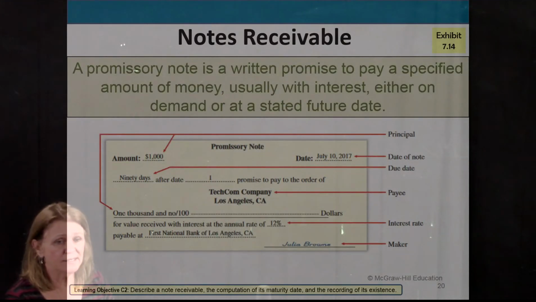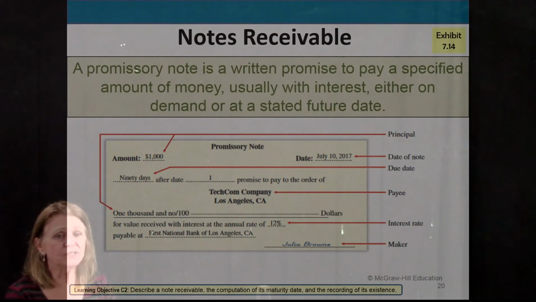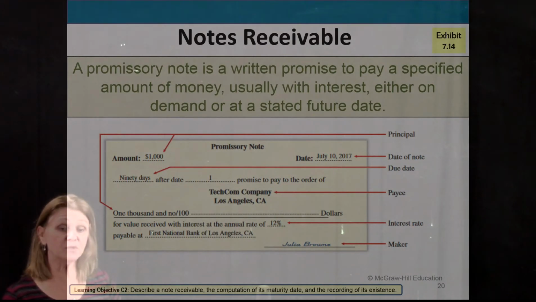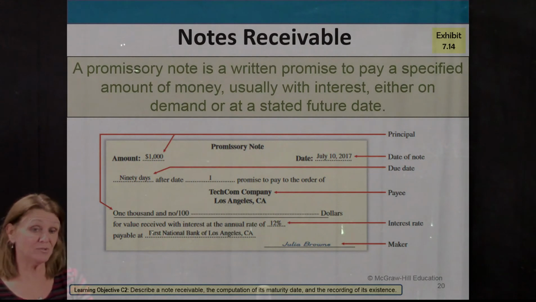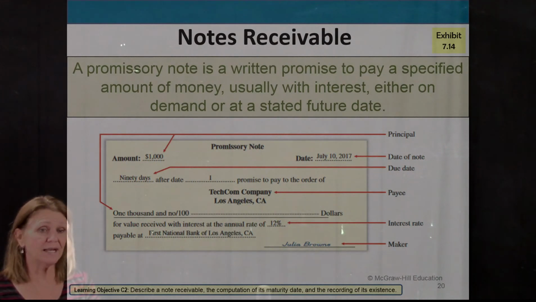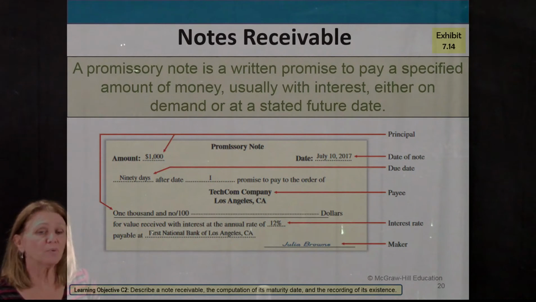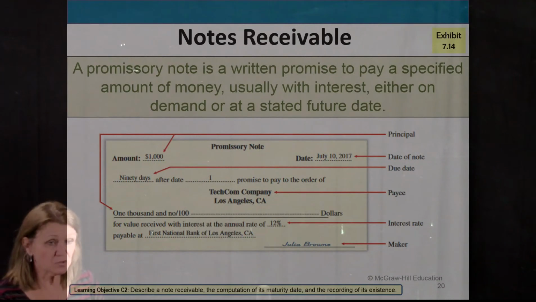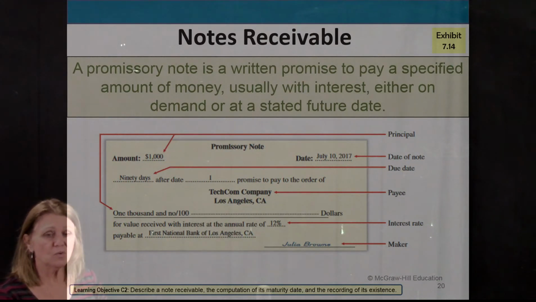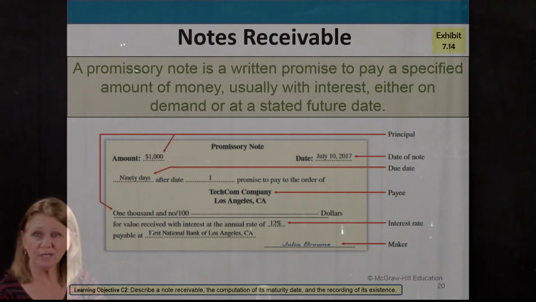Notes receivable is the next thing. Notes receivable is usually in the industry what happens when someone can't pay their accounts receivable, and they call you and they say, I can't pay in my 30 days, but if you can extend it for some time longer, I will pay you some interest. So a promissory note is a written promise to pay a specific amount of money, usually with interest, either on demand or at a stated future date. So that's what I'm going to teach you to calculate now.